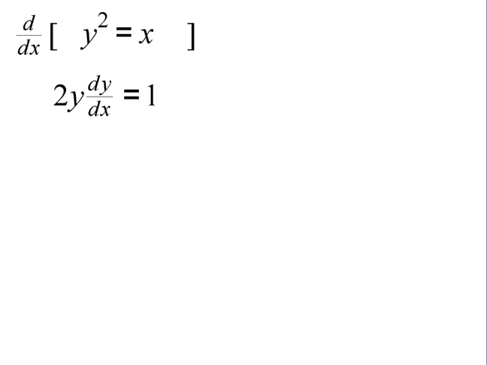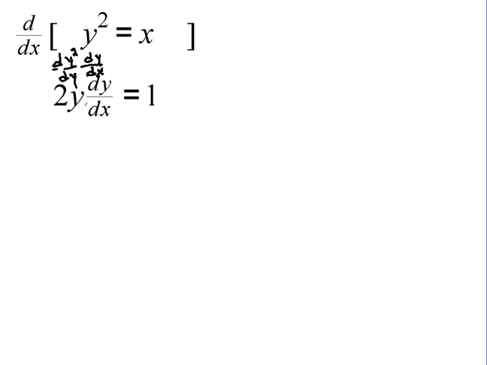Well, on the left, we get the derivative of y squared with respect to y times the derivative of y with respect to x. And if we take a look at that, we see that this 2y is simply the derivative of y squared with respect to y, and the dy dx is the derivative of y with respect to x. And if we notice, the dy's cancel, and that's just taking the derivative of y squared with respect to x. So we're left with 2y dy dx.